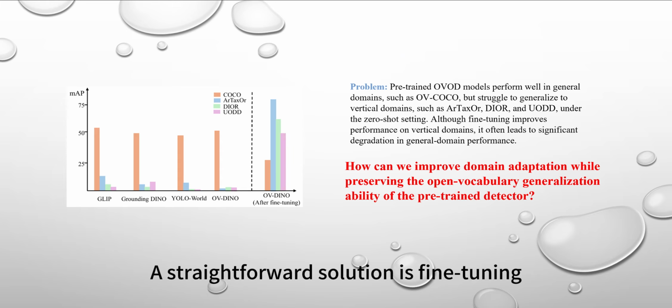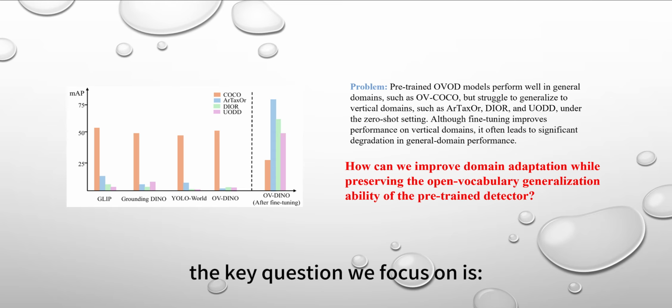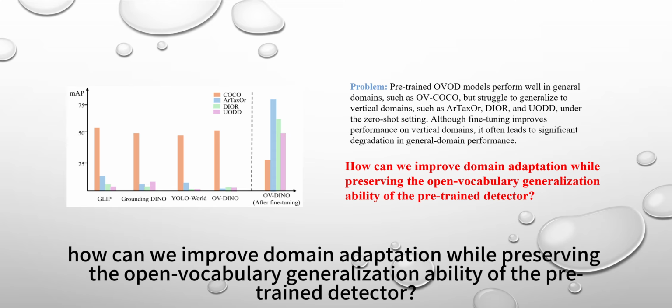A straightforward solution is fine-tuning, but fine-tuning can easily damage the generalization ability of the pre-trained model and lead to performance degradation on general domain data. Therefore, the key question we focus on is how can we improve domain adaptation while preserving the open vocabulary generalization ability of the pre-trained detector.